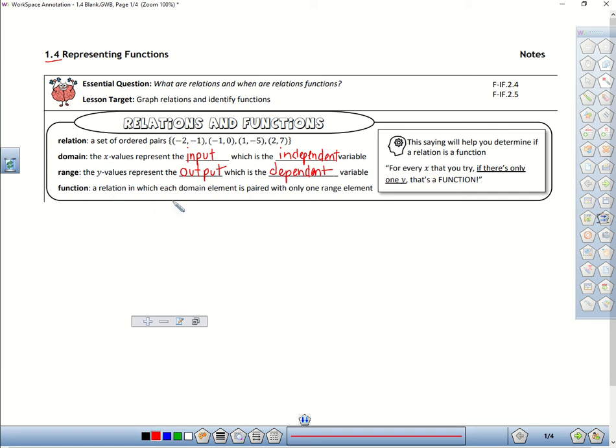Now, a function is a type of relation in which each domain element is paired with only one range element. This means that all functions are relations, but not all relations are functions.